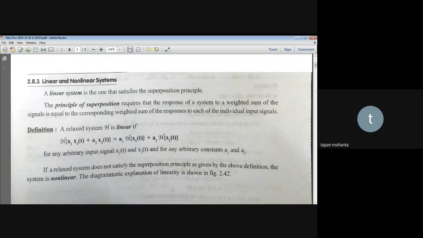Last class we discussed the classification of continuous time systems. There are six types, which I already discussed in the previous class. The first one is the static and the dynamic system. The second one is the time invariant and time variant system.